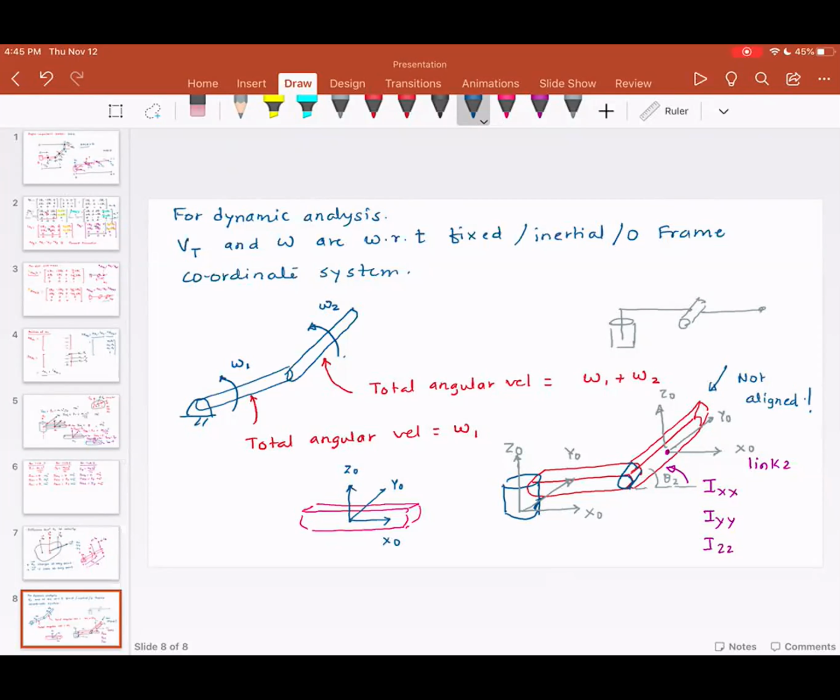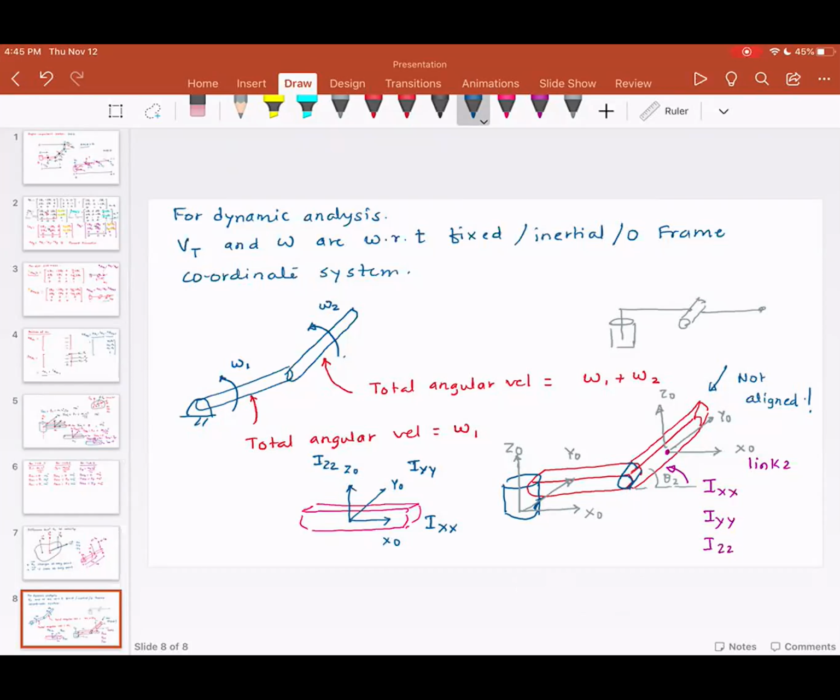So it's always a good idea to orient the link along with the kinematic diagram, and then find out the x0s, y0s, and z0s. But please try to understand your Ixx, Iyy, Izz for each link must be around x0. So you will have Ixx, Iyy, and Izz. So otherwise, your dynamic analysis will go incorrect.